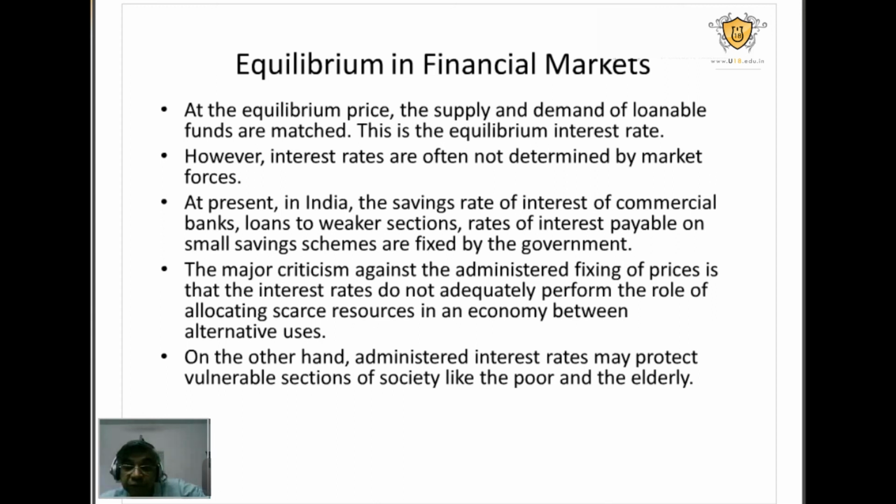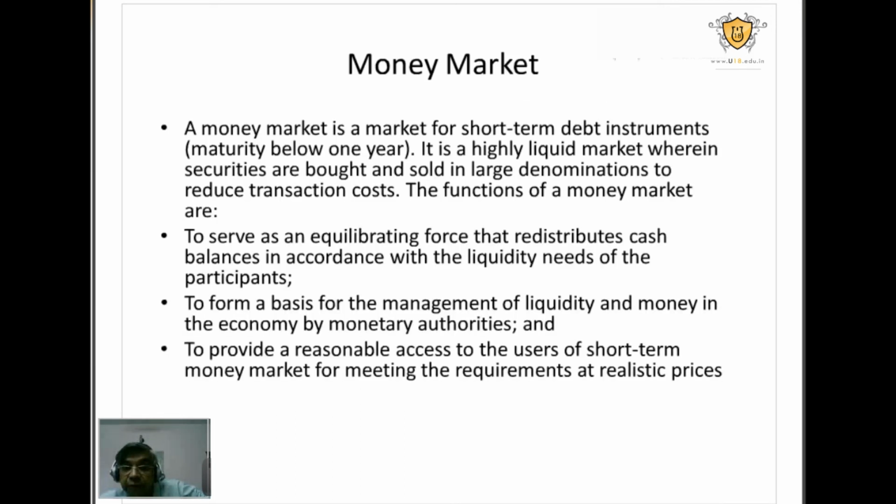Now, what are money market instruments? A money market is a market for short-term debt instruments, with maturity below 1 year. It is a highly liquid market wherein securities are bought and sold in large denominations to reduce transaction costs. The functions of a money market are to serve as an equilibrating force that distributes cash balances in accordance with the liquidity needs of the participants. So basically it is a short-term market to form a basis for the management of liquidity and money in the economy by monetary authorities, and to provide a reasonable access to the users of short-term money market for meeting the requirements at realistic price. But what is happening actually?